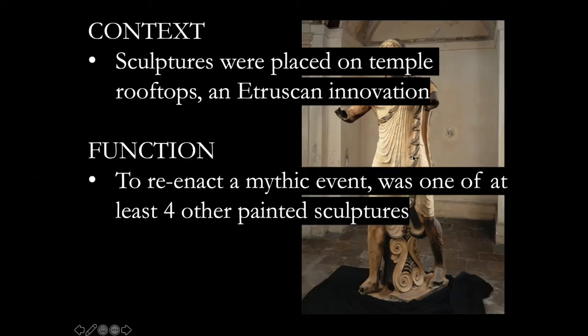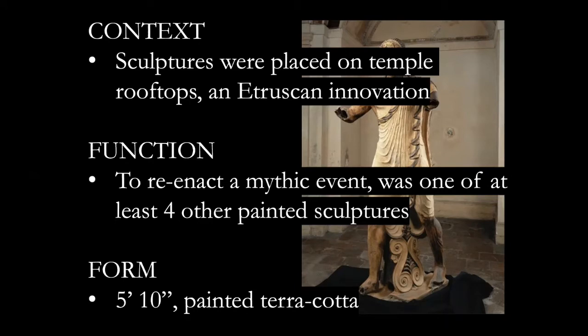The function of these sculptures, so if you look at the model picture, there's multiple sculptures. So the function was to reenact a mythic event, was one of at least 4 other painted sculptures. And then let's write down form. It's Apollo. So he was 5'10", and this is painted terracotta. Some of the paint still remains.